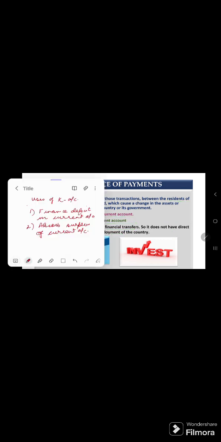Now, what are the uses of capital account? The first use of capital account is that it is used to finance deficit in the current account, and it is used to absorb surplus of the current account. So in other words, we can say that capital account is a stock concept, whereas current account is a flow concept.